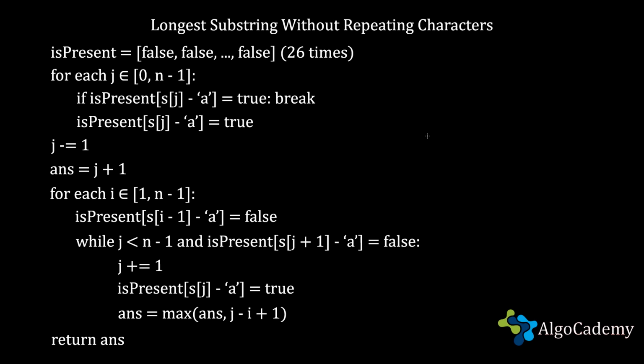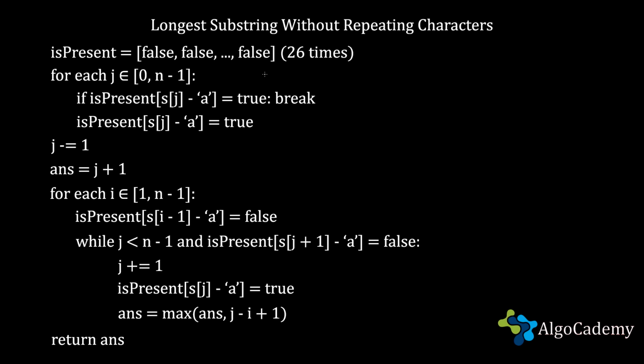Let's see how the code looks. Cool, and this is how the code looks. As you can see, my array numberOfOccurrences will now be named isPresent and is going to be an array of booleans. Why is that? Because now I make sure that in my current substring, each character appears at most once. So the only information that I need is whether a character is already present or not. So I will initialize this array with 26 values of false.